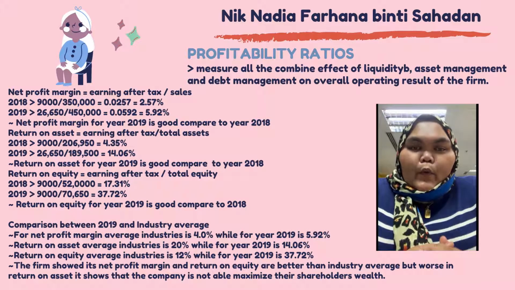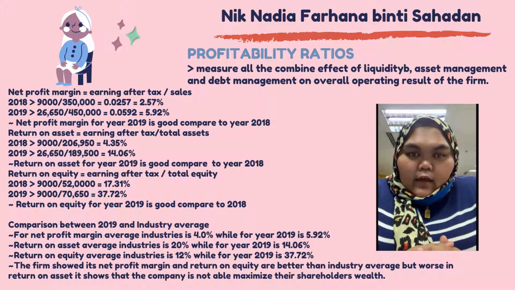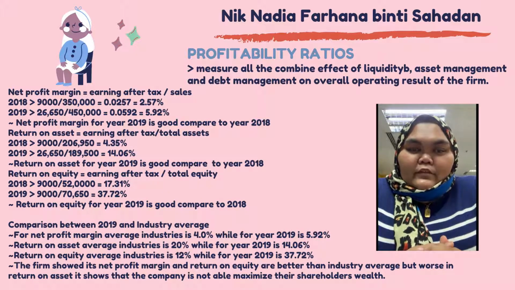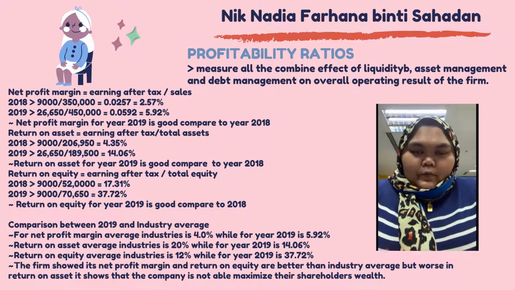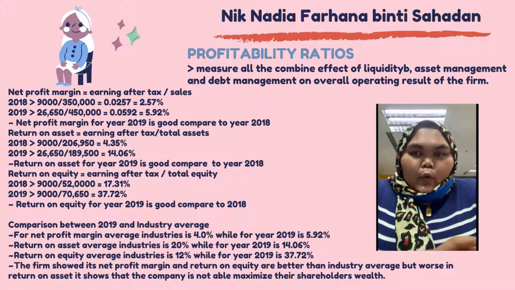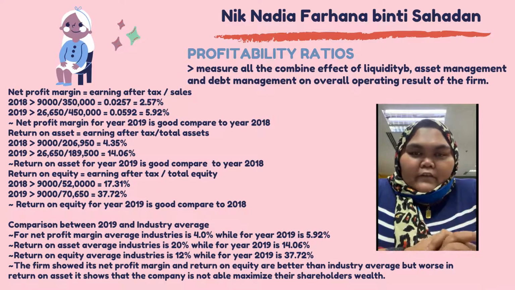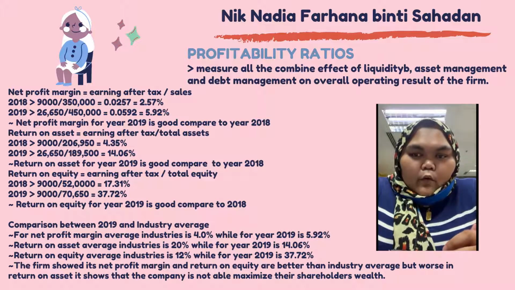Based on the question, we need to do comparison between year 2018 and year 2019 and comparison between year 2019 and average industry. First of all, we need to find the net profit margin for year 2018. The formula is earning after tax divided by sales. So it will be 9,000 divided by 350,000. We will get 0.025. The answer must be in percent. So it will be 2.57%.